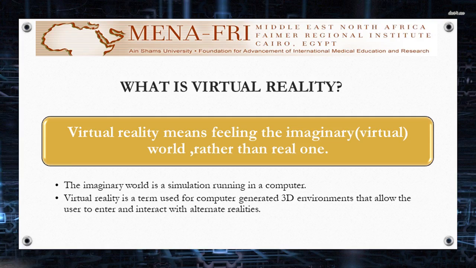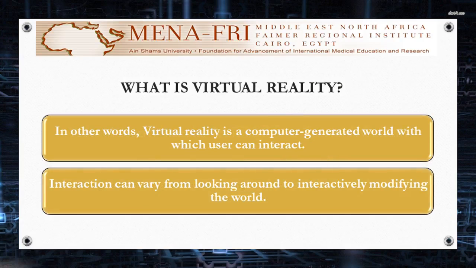Virtual reality is a term used for computer-generated 3D environments that allow the user to enter and interact with alternate realities. What is virtual reality? In other words, virtual reality is a computer-generated world with which the user can interact. Interaction can vary from looking around to interactively modifying the world.